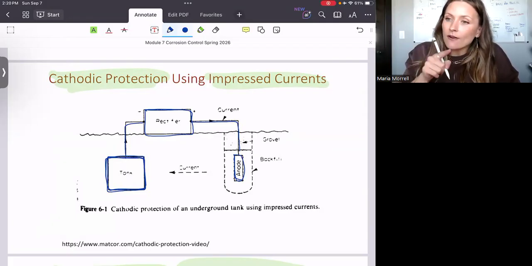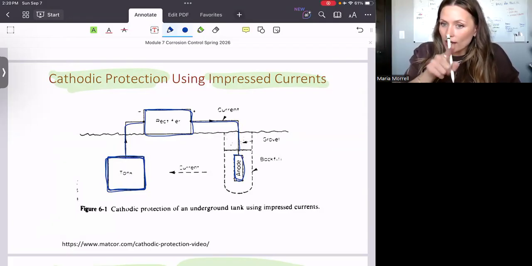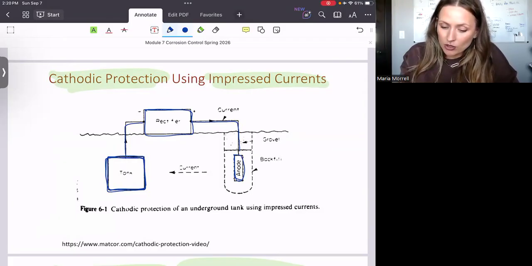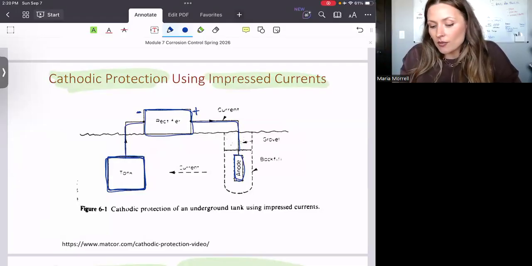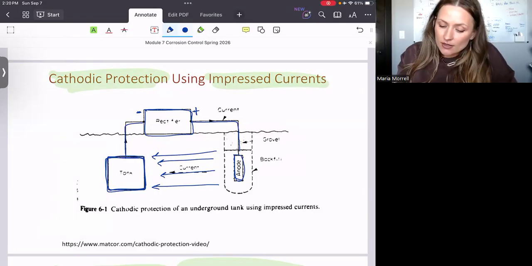fast. And if I connect it the way you see it right here to the rectifier, it's important that I have a negative port here and a positive port here. Once I do that, that means that in this structure, I'm going to have a current flowing through the soil toward my tank. Okay? And think about it, this is a bunch of electrons.